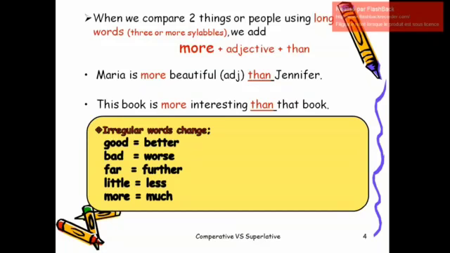And here, as you see, we have irregular adjectives. Example: good changes to better. Bad changes to worse. Far changes to further. Little changes to less. And much changes to more.